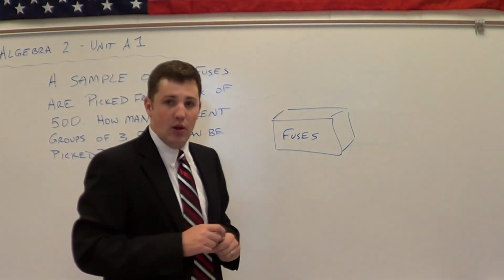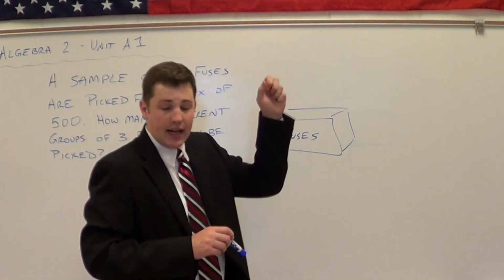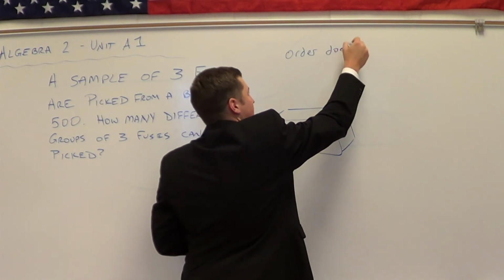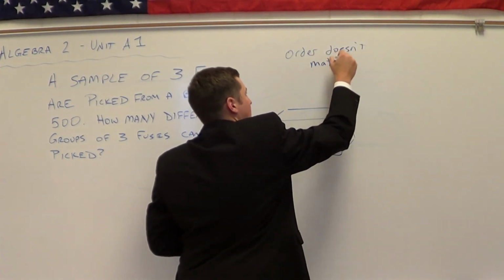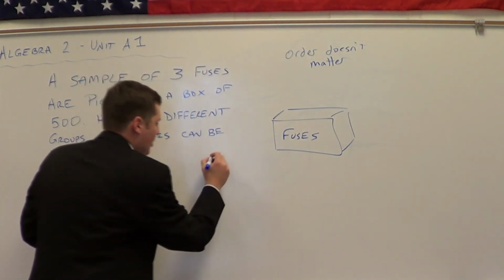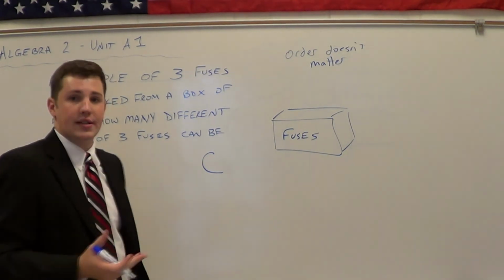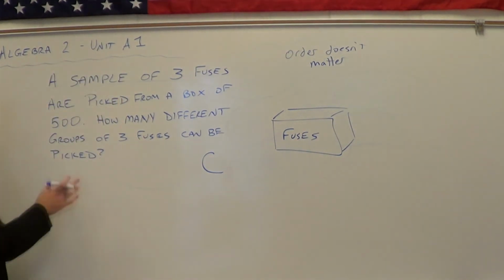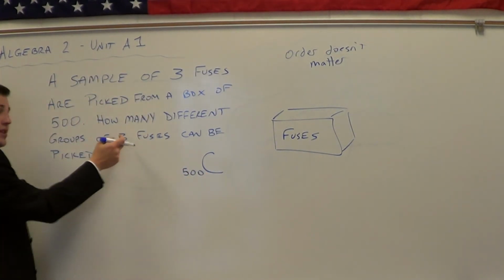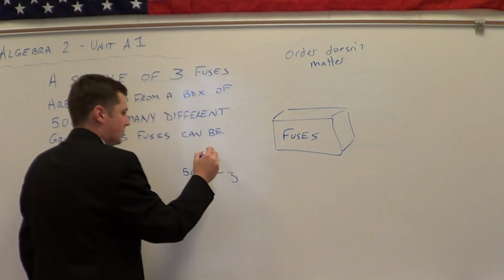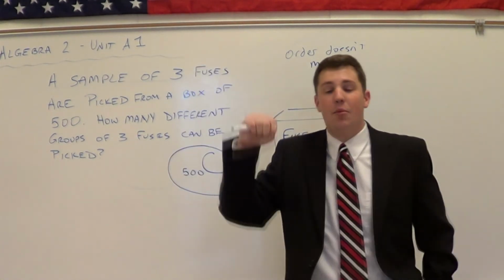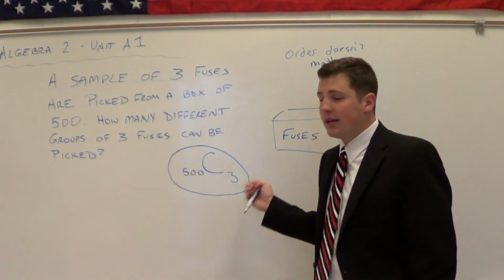Well, it doesn't matter the order. It's not like I'm pulling out 1, then a second, and then the third. So this is another case of order doesn't matter. So this is a combination. So I know for my answer, I'm going to use a big C because the order doesn't matter. Now, how many am I picking from? 500. And I'm choosing 3 of them. And so that's my answer. Out of the 500 I'm reaching in, I'm only pulling out 3. And so for right now, we're going to leave that as the answer.